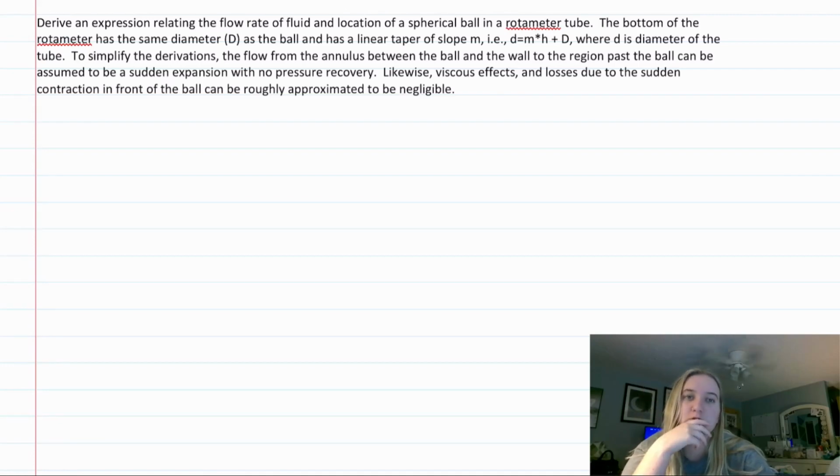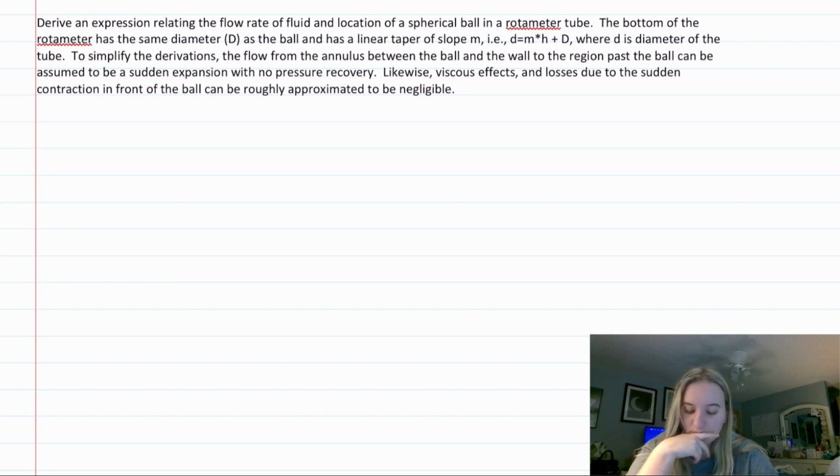Okay, so for homework 3, part C, we're going to be deriving an expression relating the flow rate of fluid and location of a spherical ball in a rotometer tube. The bottom of the rotometer has the same diameter as the ball and has a linear taper of slope d equals mh plus d, where little d is the diameter of the tube.